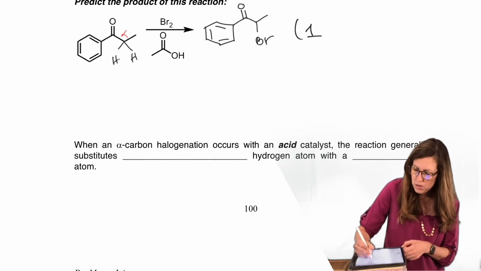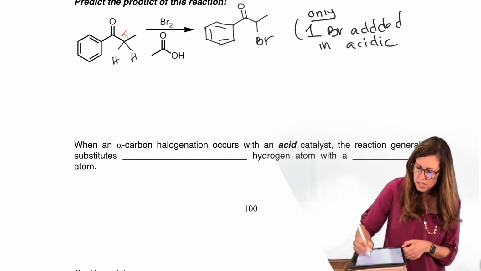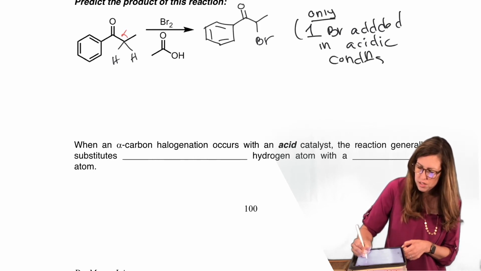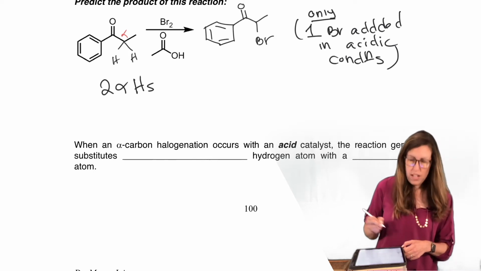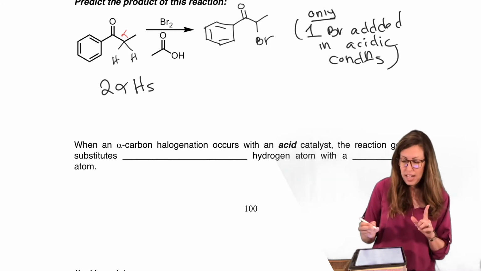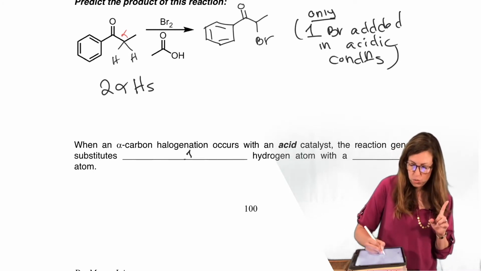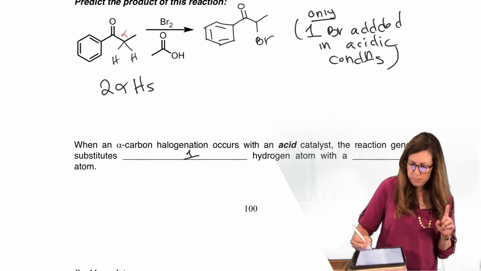So I'm going to write that down. Only one Br added in acidic conditions, even though there's two alpha H's. So that's written again in this sentence down here. When an alpha carbon halogenation occurs with an acid catalyst, the reaction generally substitutes just one hydrogen atom with a halogen atom.